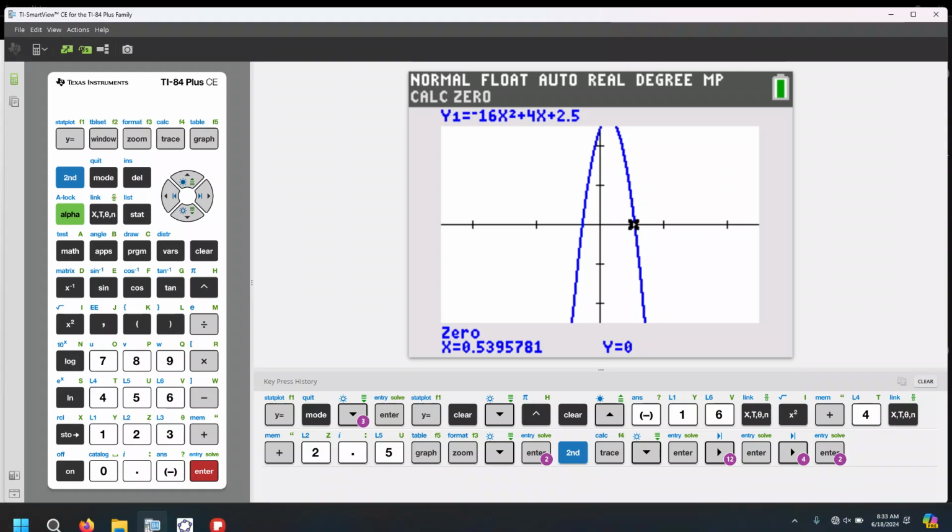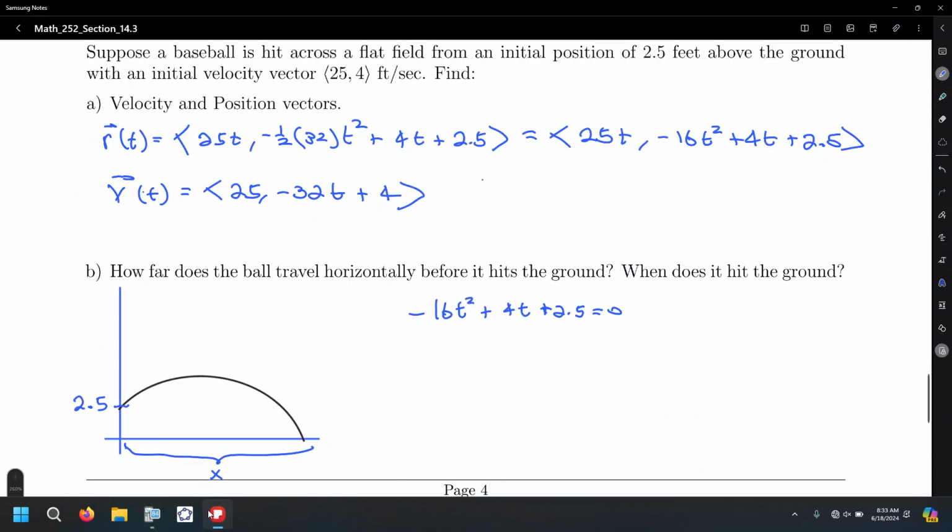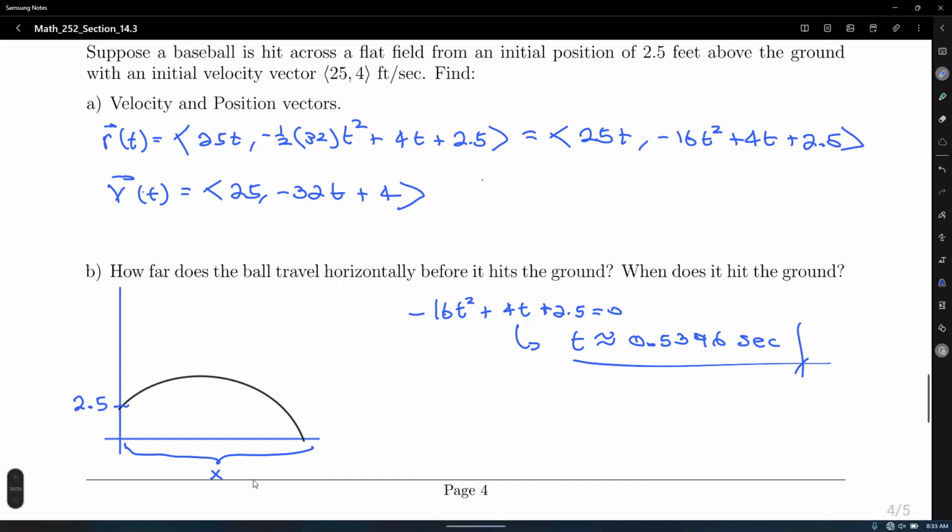Let me go back to the notes. So this is for t approximately 0.5396 seconds. Here's where we need to put units. Pretty quick, barely half a second. Now the question is, how far does it go? How would we find how far it goes? Any ideas?